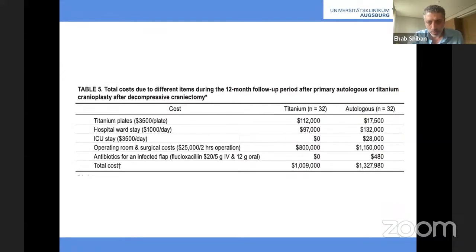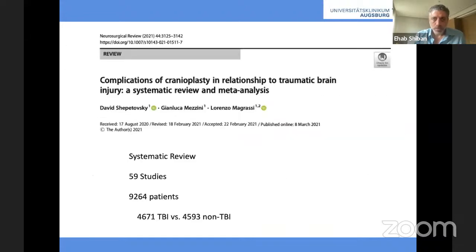And the argument we always hear from the controlling department is that it's expensive, well, not really. If you consider that you are doing more revision surgeries in patients with bone implants, you end up with less cost if you use titanium. You can see here clearly that the costs for the system are higher if you're using bone because you are having more revision rates. So here, looking at traumatic brain injury only, a systematic review, 60 studies, almost 10,000 patients.